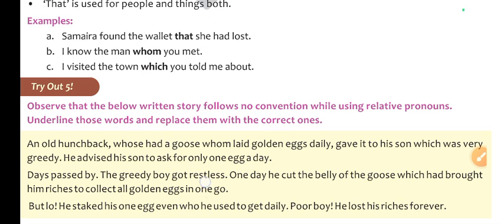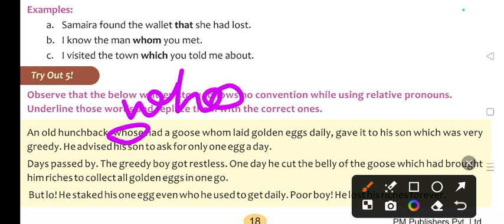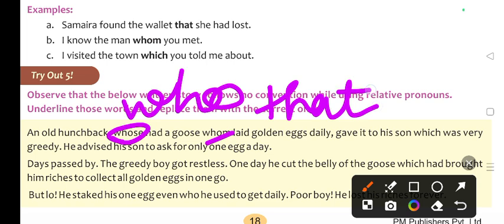So one an old hunchback whose had a goose, whose no, who, because we are talking about a man, and for a man the relative pronoun we use is who. So who had a goose, that, whom is incorrectly used here, so we'll write here that laid golden eggs daily, gave it to his son who was very greedy. He advised his son to ask for only one egg a day. Days passed by, the greedy boy got restless. One day he cut the belly of the goose.